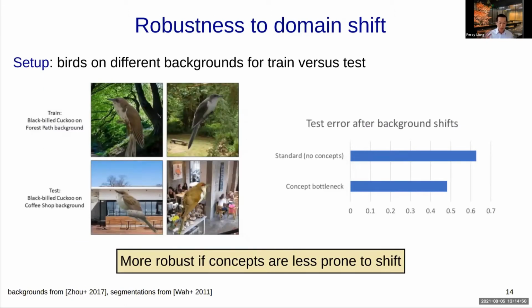Because you're predicting Y through these concepts, you might hope that you're more robust to domain shift. So we did a simple experiment on a semi-synthetic data set as a proof of concept. We take the CUB bird data set, and we constructed another data set where at training time, birds are placed on different backgrounds than at test time. So now there's a shift in background. And if you don't use concept bottleneck models, you do worse than if you use them. The idea here is that your models can be more robust if the concepts are less prone to shift.